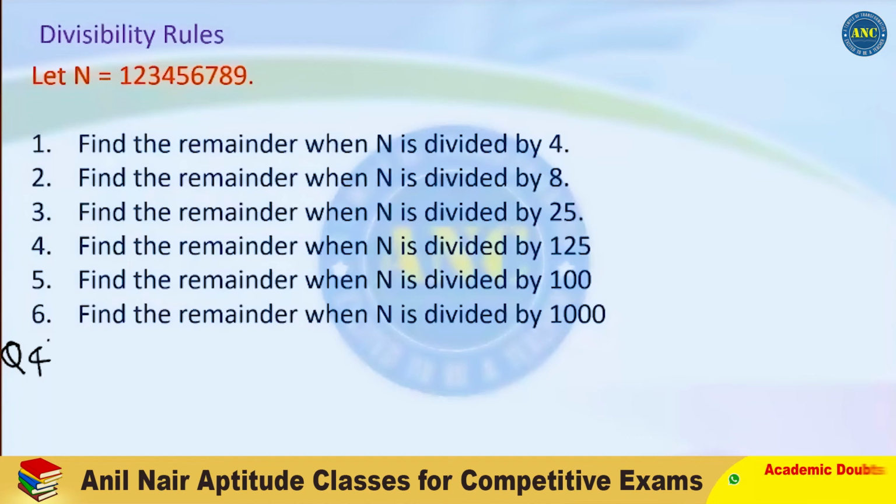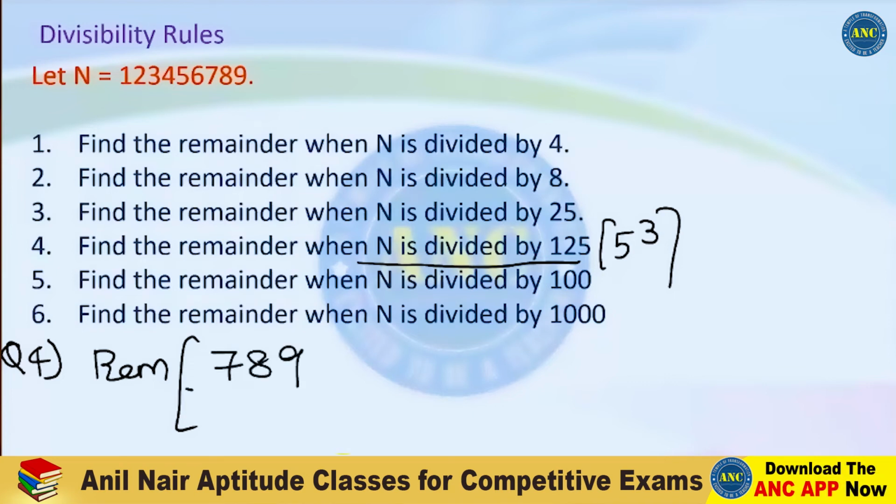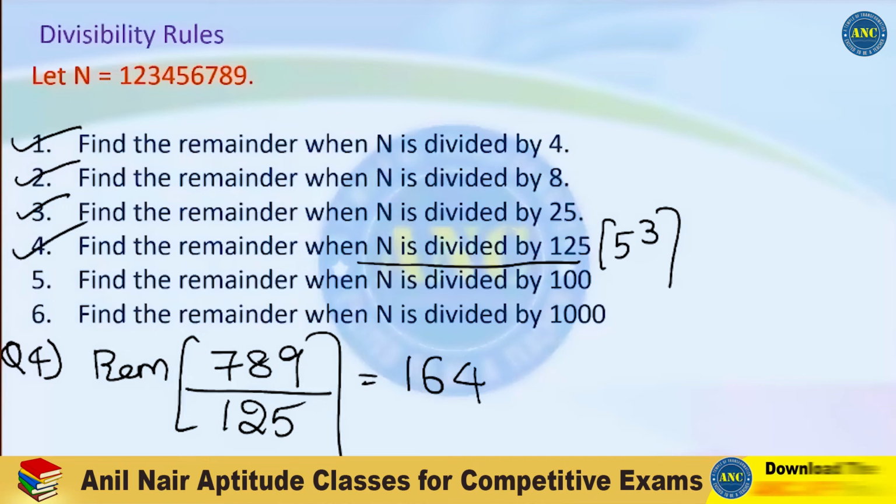Find the remainder when a number is divided by 125. 125 is 5 power 3. That means last 3 digits should be divisible by 125. Last 3 digits is 789. 789 divided by 125. 125 5s are 625. From 789, 625, if I subtract, which is nothing but 164, right? 625 plus 164 is 789. Only the last 3 digits we did it. 1, 2, 3, 4, it is clear.